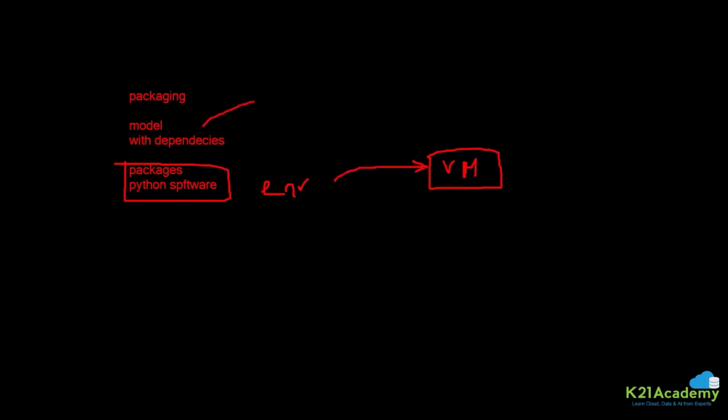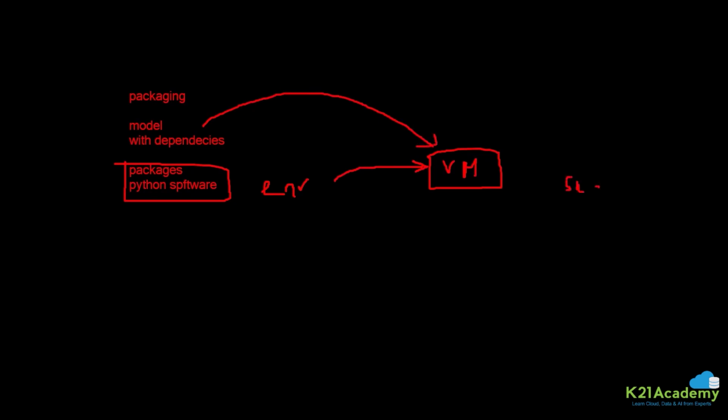So what is basically going to happen? An environment will be created. Now that environment needs to run on a virtual machine. So a virtual machine will be there. That environment, that means the packages, will be installed on the virtual machine. Then your model will be built on this virtual machine.